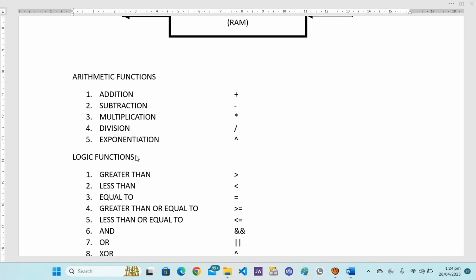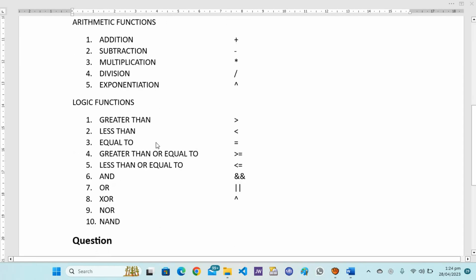The logic functions carried out in the ALU during data processing are greater than, less than, equal to, greater than or equal to, less than or equal to, AND, OR, XOR, NOR, and NOT. And this is the beauty of digital computers.